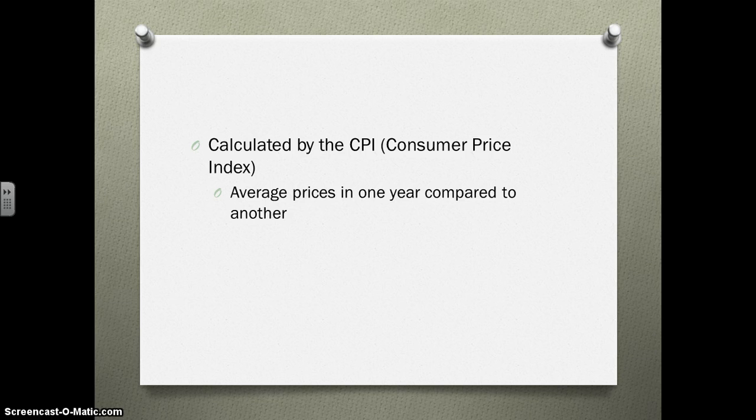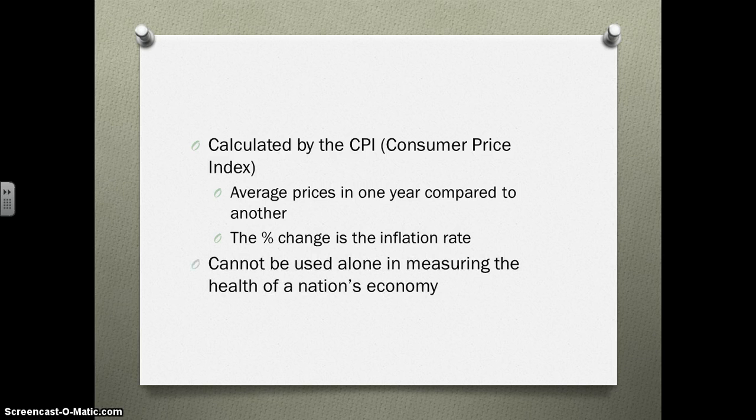Well, we have an actual number that tells us how much they've changed. The percent change is what we call the actual inflation rate. Again, we want that to be somewhere between 2 and 4% per year. However, we can't look at CPI and inflation alone as measuring the health of a nation's economy, just like you wouldn't look at blood pressure alone in measuring the health of a person.